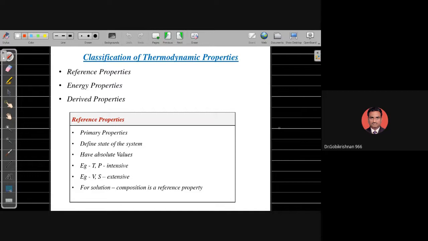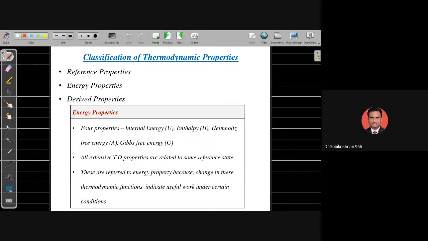And if you see the energy properties, students, are you able to see the picture? Can you see the screen? Screen is visible. Hello, students? Yes, sir, the screen is visible.